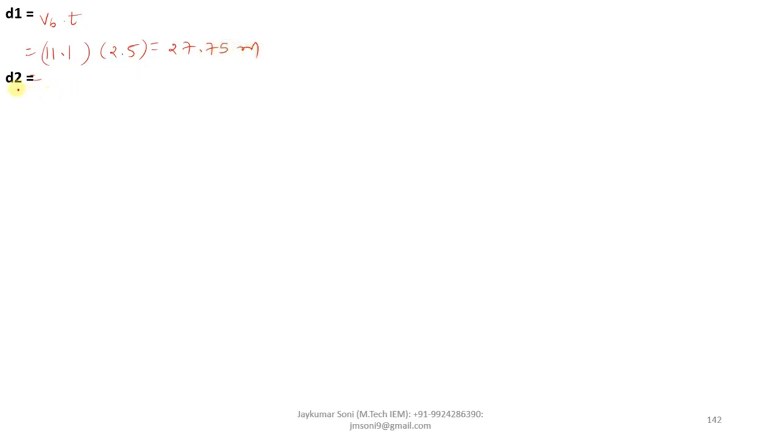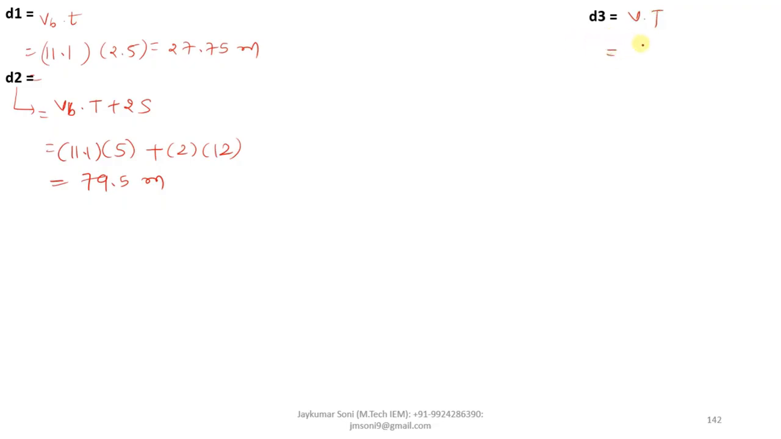Let us calculate d2. The equation for d2 is vb into t plus 2s. So we need to calculate all the values. The value for vb is 11.1. The value of t is 2 and s is 12, so it will be 79.5 meters.